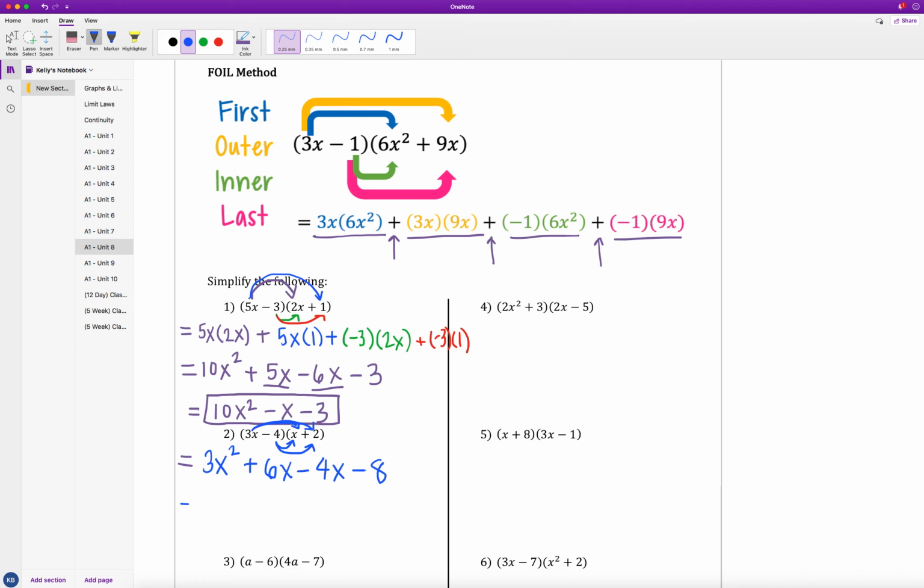From here, we're not quite done yet. We actually have to make sure that we combine any like terms. The 6x and the negative 4x are like terms, so our final answer will be 3x squared plus 2x minus 8 then.